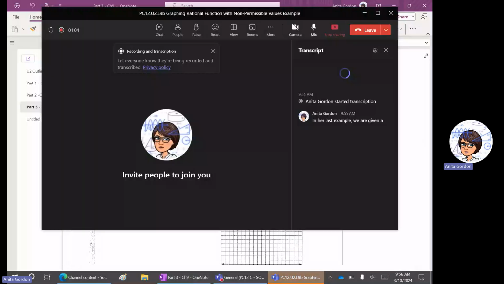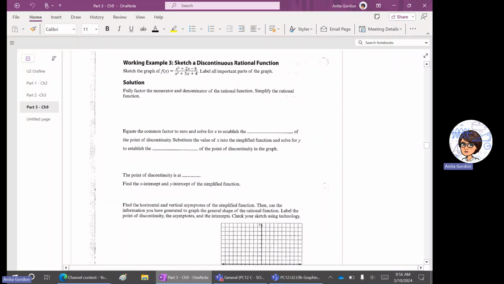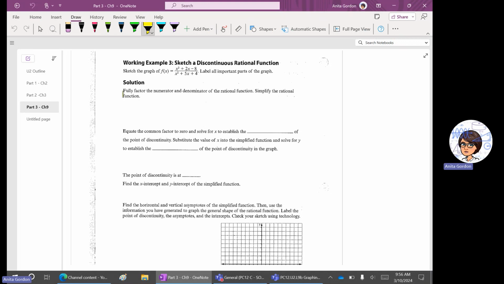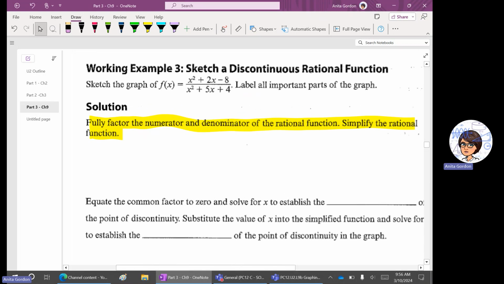In our last example, we are given a polynomial that has a quadratic in the top and the bottom. The first thing we're going to do is, of course, factor the quadratic to see if there is anything that we can cancel in terms of common factors and what we can determine are asymptotes.